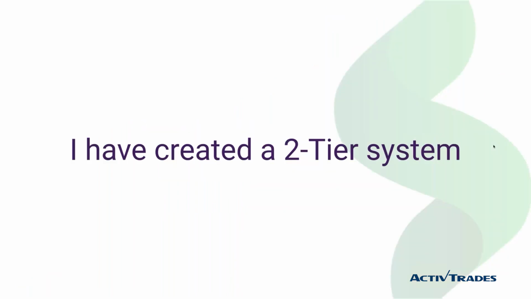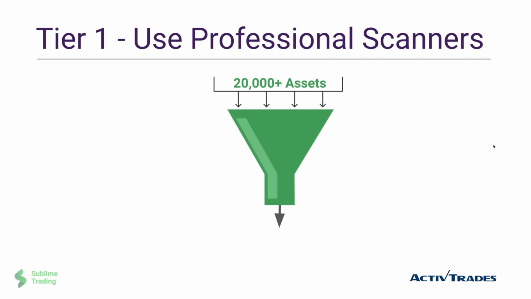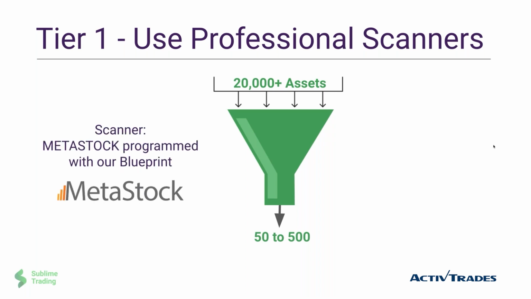So how do you shortlist the best stocks? Well, I have created a 2-tier system. Tier 1, first of all, is I use professional scanners. So I take the 20,000 assets that make up US stocks, UK stocks, commodities and currencies. That's over 20,000 assets. And using professional scanners, I'm looking for those 50 to 500 assets that meet my criteria. I've been using Metastock as my scanner for many, many years. I programmed Metastock with our blueprint, a particular criteria that we want these stocks to meet.